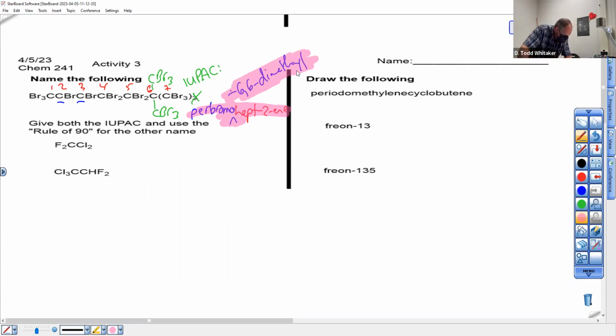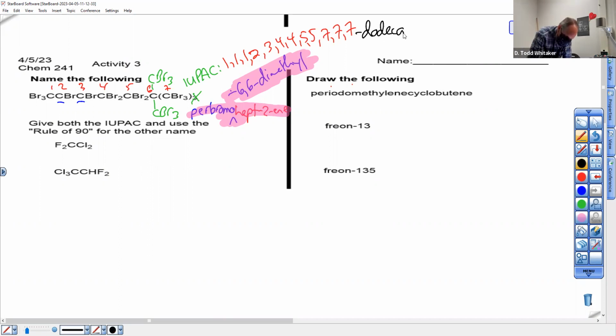IUPAC says there's 3 bromines on 1, 1, 1, 1. Comma. There's 1 on 2. There's 1 on 3. There's 2 on 4. 2 on 5. None on 6. 3 on 7. How many numbers did I just write down? More than 10, I think. 1, 2, 3, 4, 5, 6, 7, 8, 9, 10, 11, 12. Dodecabromo. Wow.